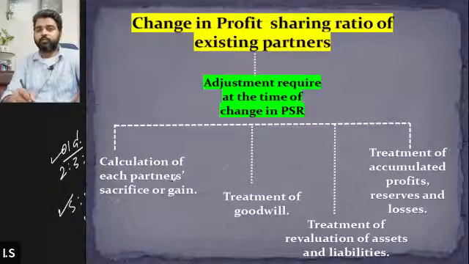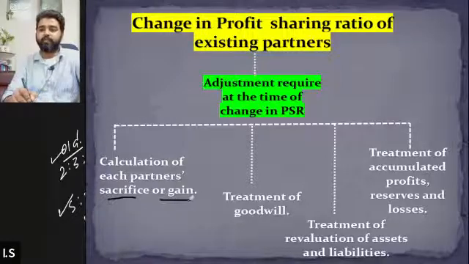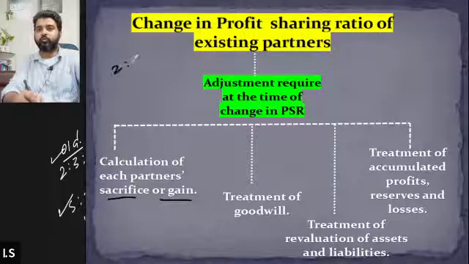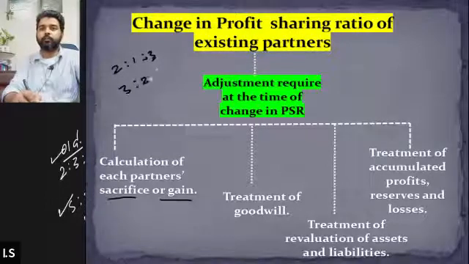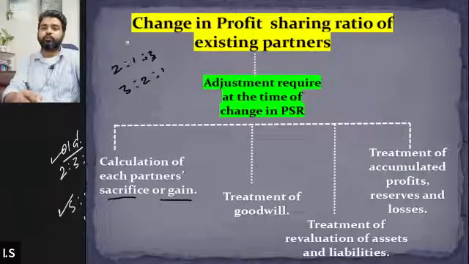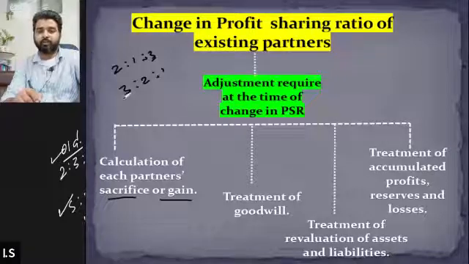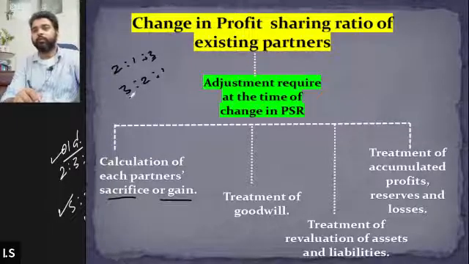In such a situation, we need to find out the sacrifice or gain of the existing partners due to such change. Let's suppose the earlier profit sharing ratio was 2:1:3, for example. Now the new profit sharing ratio is, let's suppose, 3:2:1, or any other ratio. Whenever you change the profit sharing ratio, there may be some partner who is sacrificing. There may be someone who may be gaining because of such change in the profit sharing ratio.